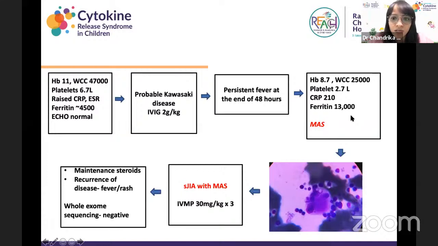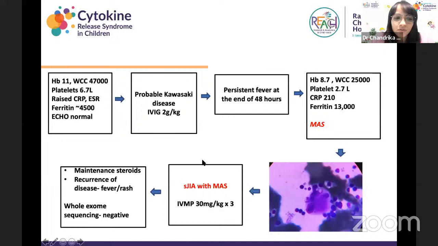So we did a bone marrow, again, not to diagnose MAS, but mainly to rule out any occult malignancy that this girl could have had. And the bone marrow showed evidence of hemophagocytosis, but no malignancy. So we made a diagnosis with a past history and this episode of fever with rash, although she had no arthritis, and arthritis is not necessary to actually make a diagnosis of systemic onset JIA. We made a diagnosis of SJIA with MAS and pulsed her with steroids.